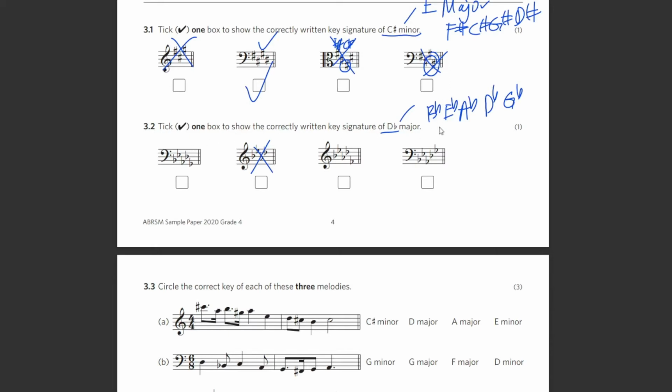Okay, so now that we know that they have 5 flats, okay, let's check. B, E, A, D, G. This one is correct. B, E, A, D, this is a F, wrong. B, E, A, D, G, this is wrong. This G must be here. You'll notice that, right, for the flats, right, they follow a certain pattern.